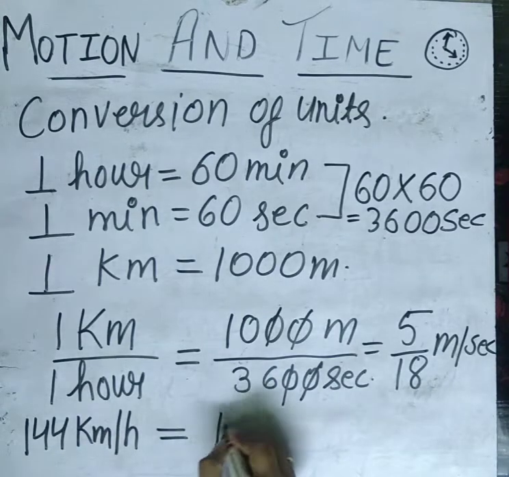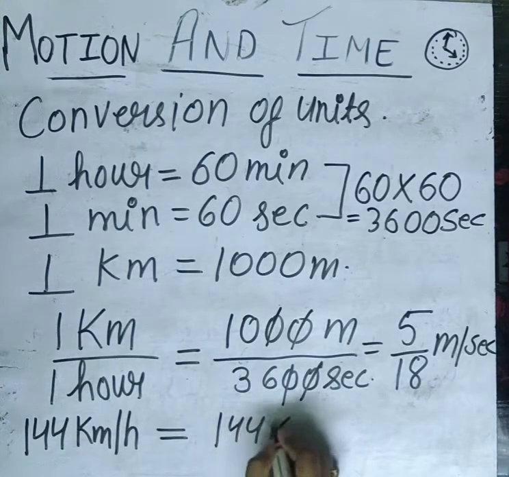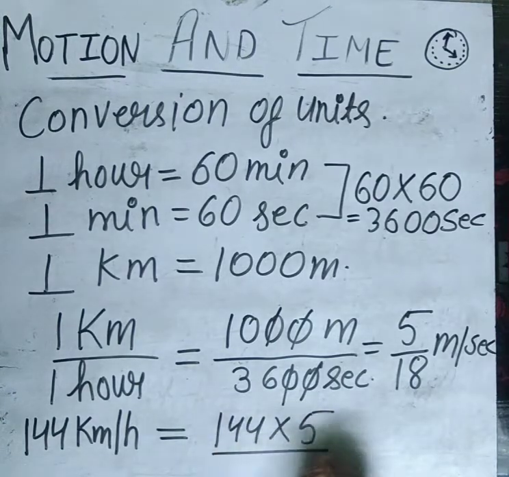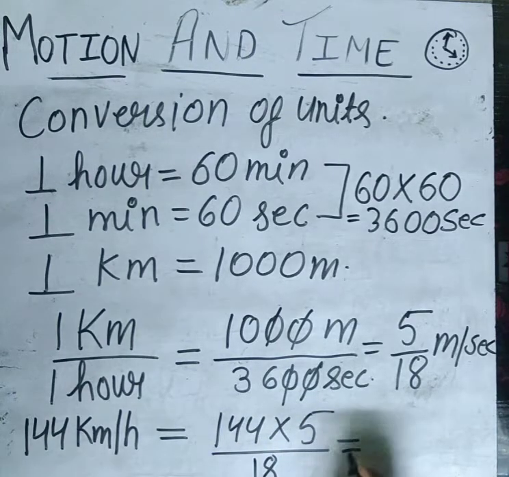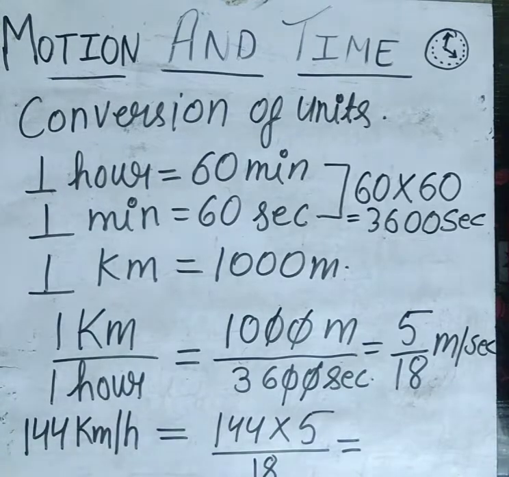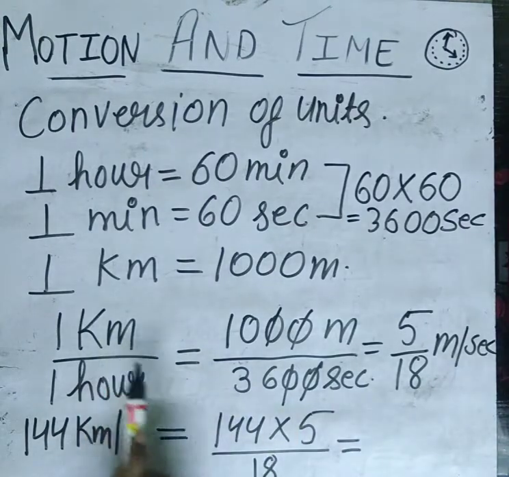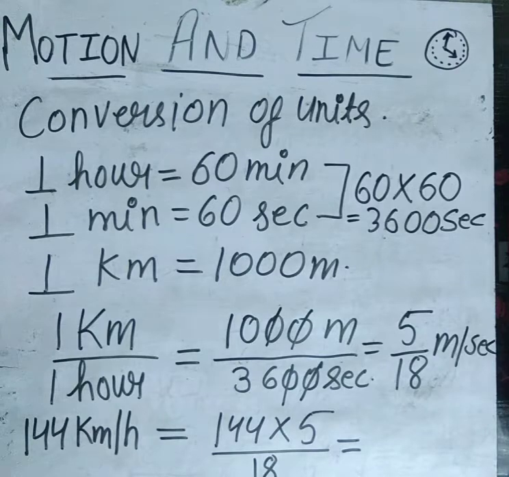So we will just do a simple thing: we will take 144, multiply it by 5, and then divide it by 18, and the answer that we get will be in meters per second. So it's an easy one: we only need to take 5 upon 18. And if it is the reverse, that is, the speed is given in meters per second, then you will just multiply by 18 upon 5. So this 144 was the speed here. We just divide it and we will get the answer. Okay.